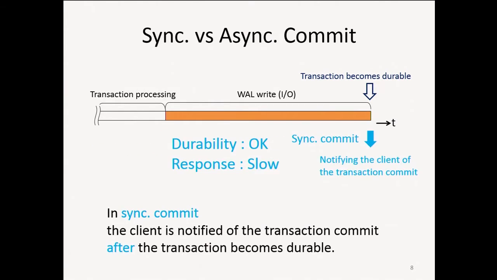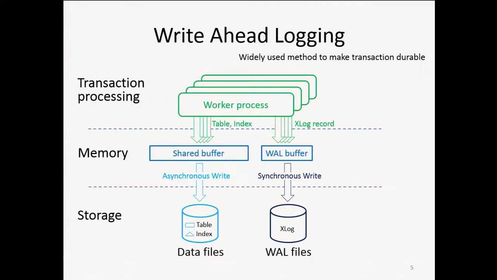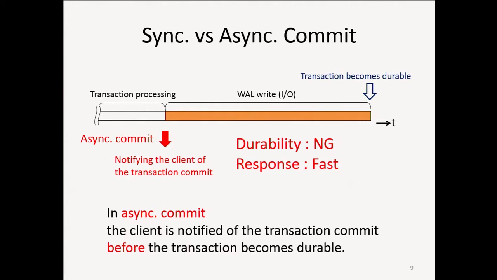On the other hand, when you use asynchronous commit in your DBMS, the notification of a transaction commit is issued to the client before the transaction becomes durable. Therefore, using asynchronous commit has a risk of losing committed transactions. In a nutshell, performance improvement by using asynchronous commit is achieved at the risk of transaction loss.